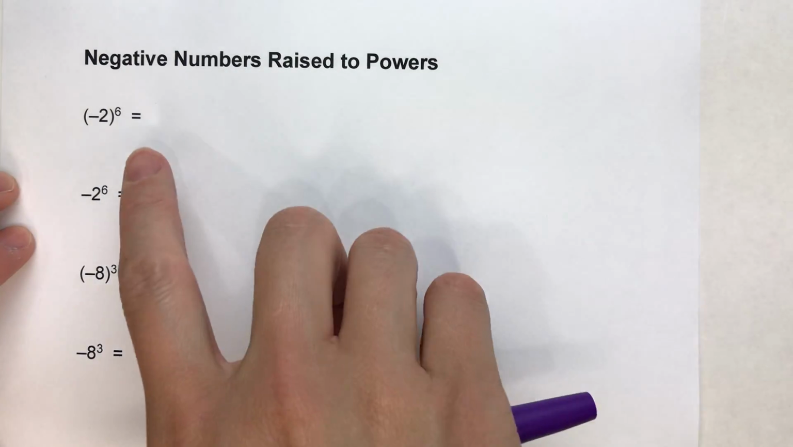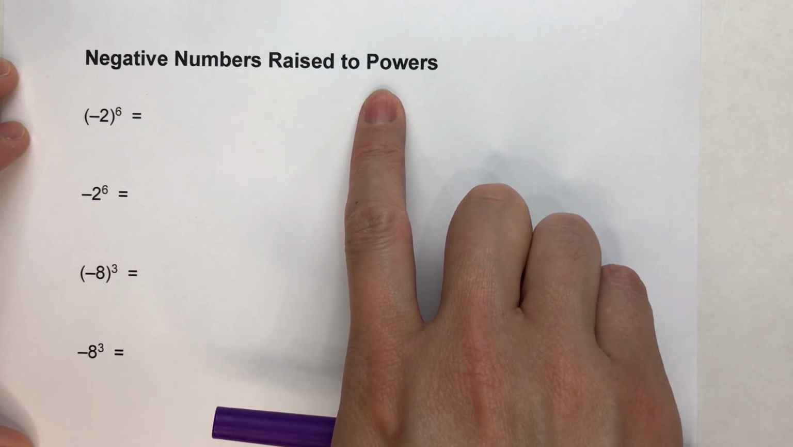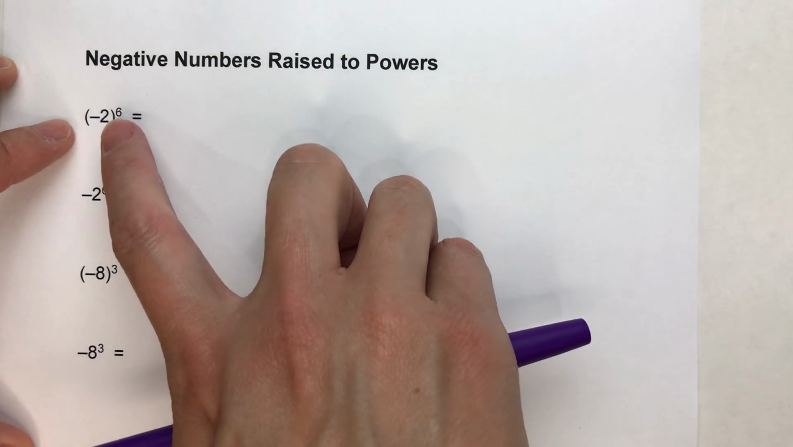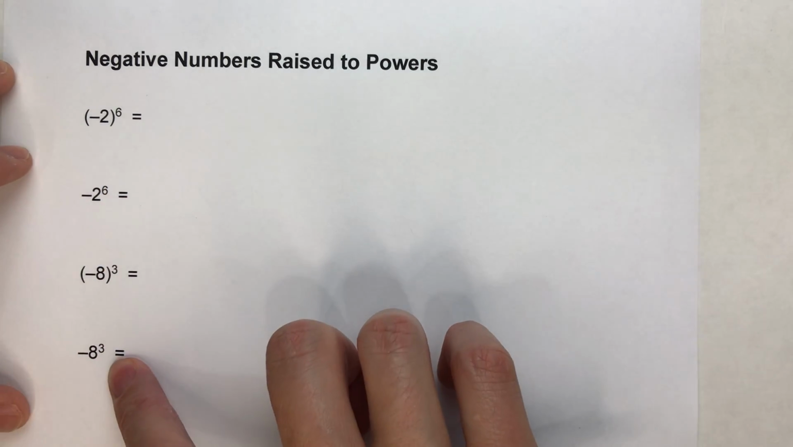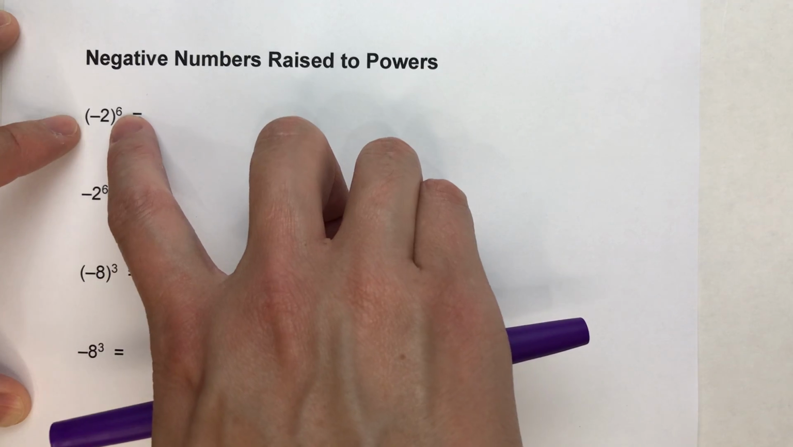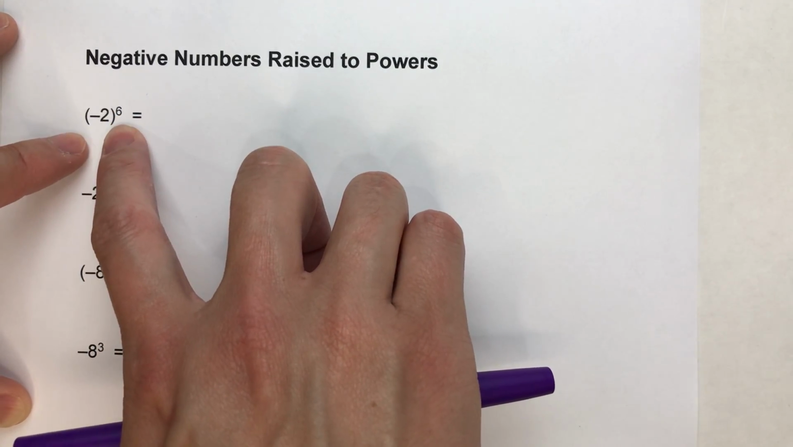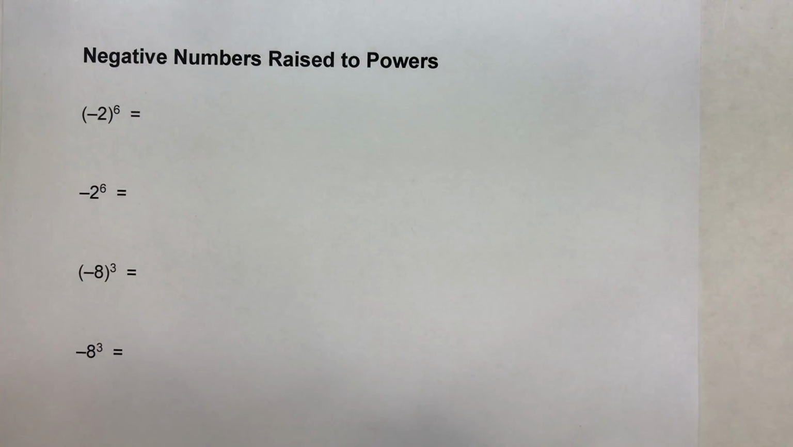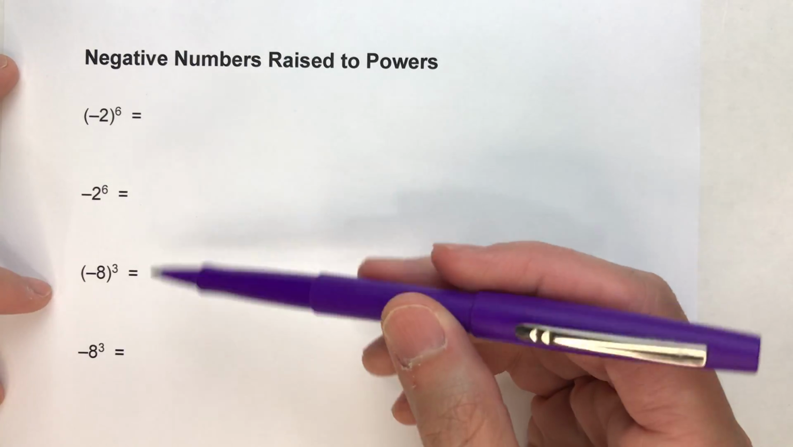So today we are raising negative numbers to powers. Now remember, exponents just mean repeated multiplication. However, when you're repeatedly multiplying negative numbers, things get a little bit wonky. So I've got a couple of examples for you.